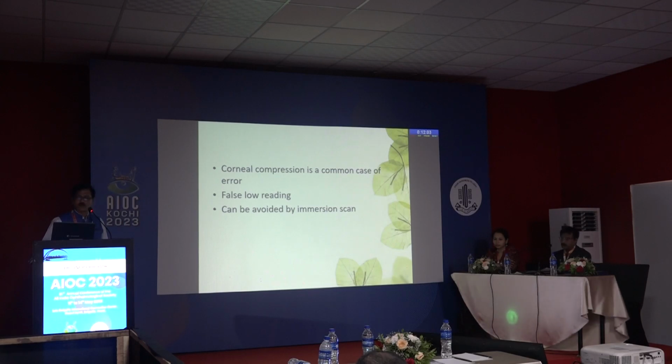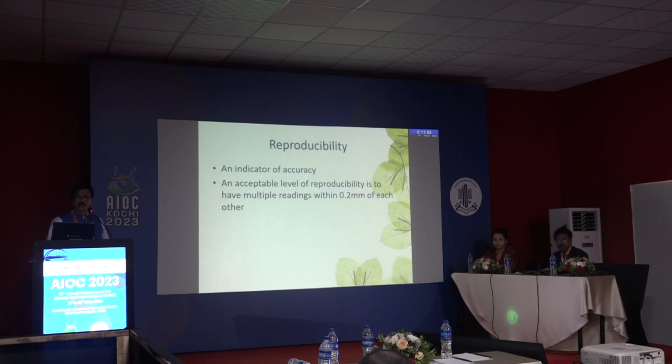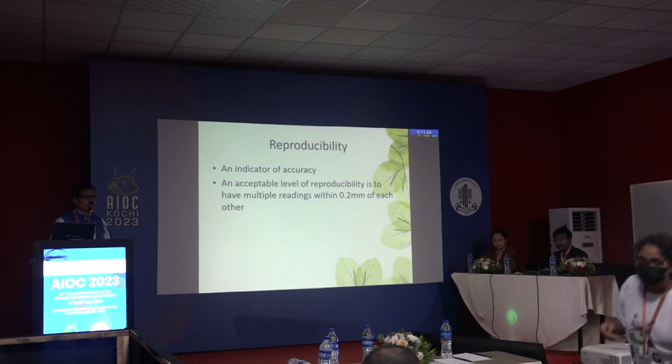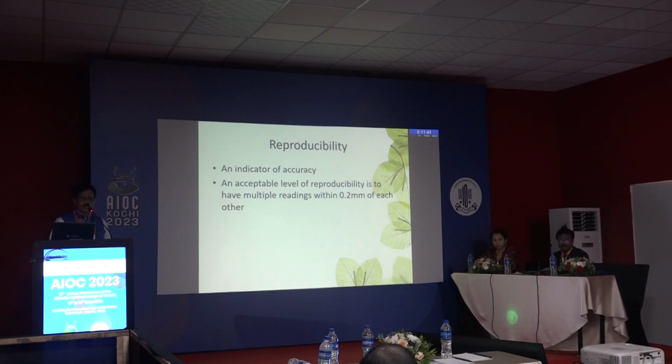Corneal compression is the common problem with contact biometry, and it will give a falsely low reading. This can be avoided by the immersion scan. Then coming to reproducibility, that is an indicator of accuracy. That is why we always take at least 8 to 10 scans. If the difference between each of these scans is within 0.2 millimeters, that means your scan would be fairly accurate.